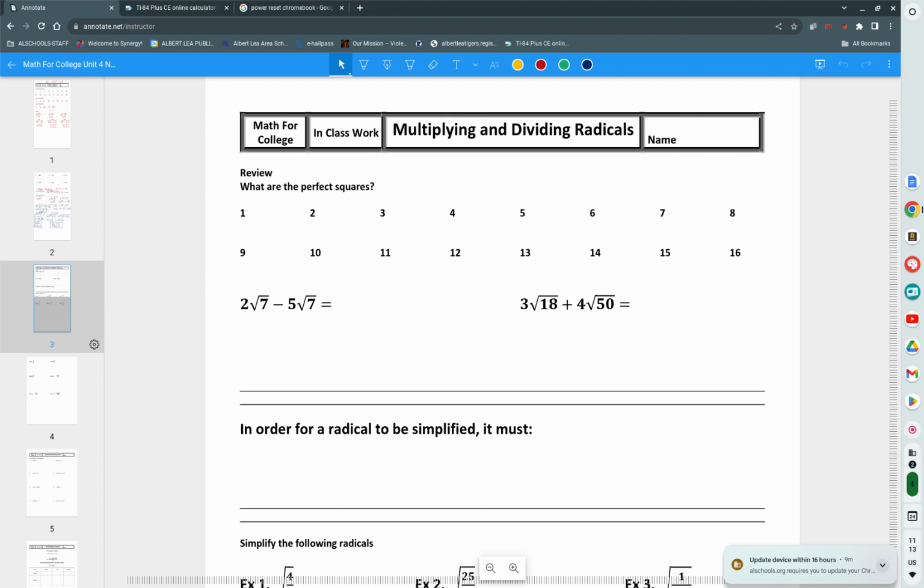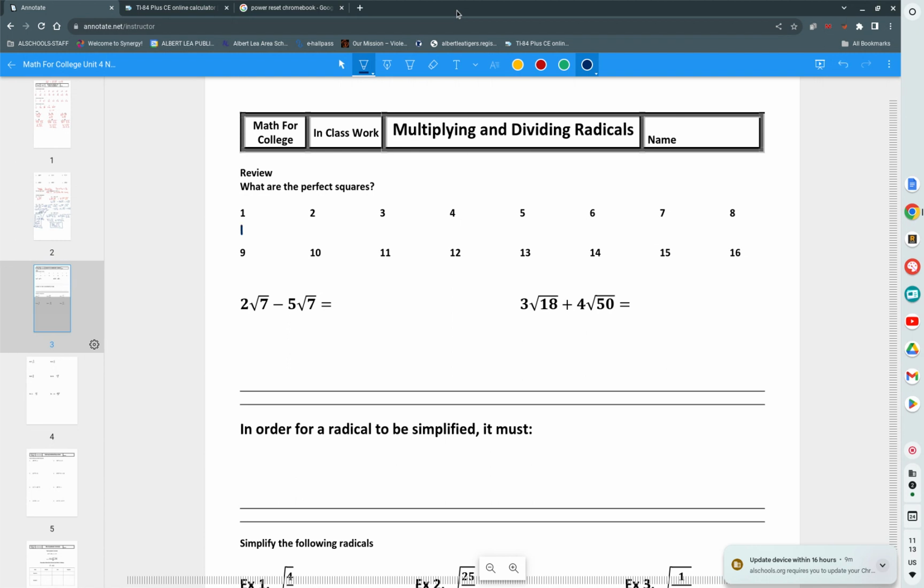Here we are. We are going to talk just a little bit about review, what we did right before break, and then we're going to go into dividing radicals today. And just as a review, we're going to list off the perfect squares. I'll list off the first few that everybody knows.